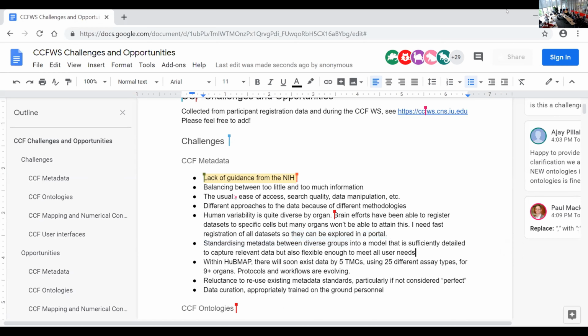Okay. Why isn't there a standard metadata table for a patient? Why does every group funded by the NIH that actually has human patients generate their own metadata table? I think Ajay already said that he will be happy to provide all that clarification. Ajay, are you on?